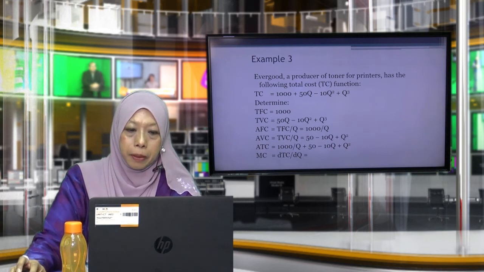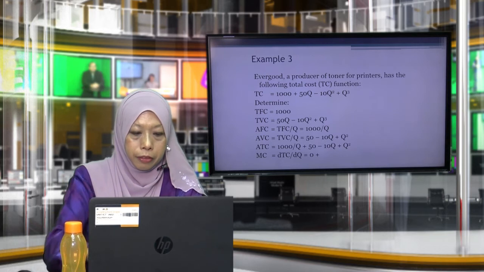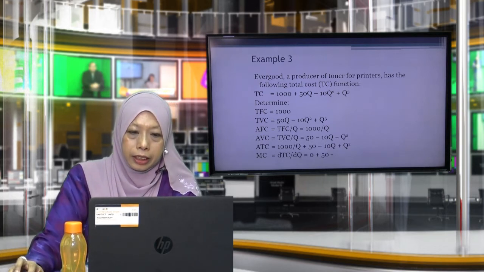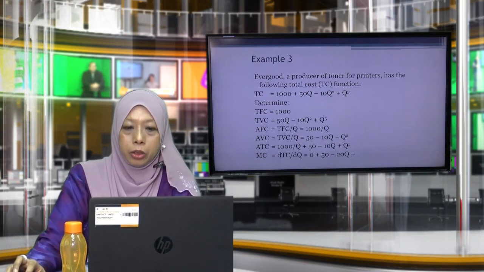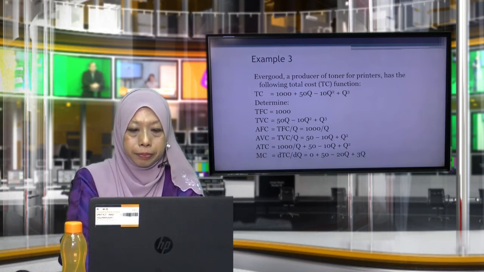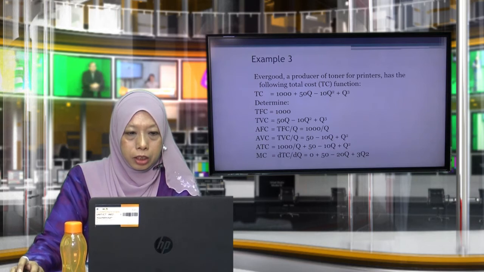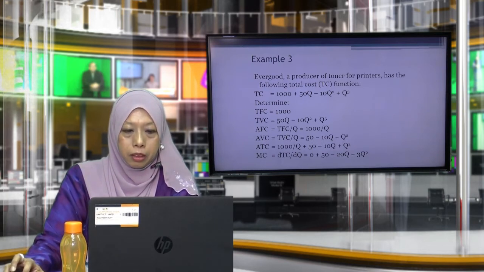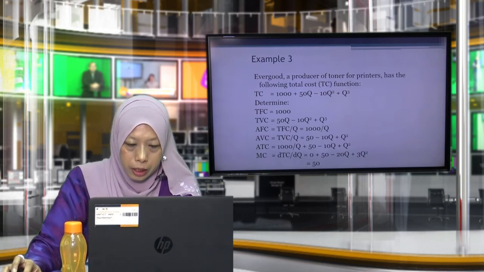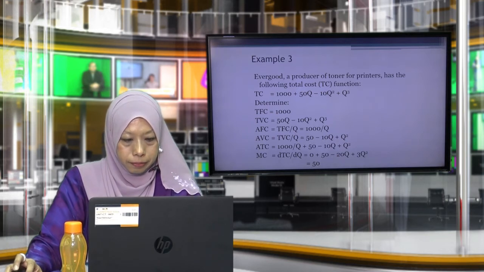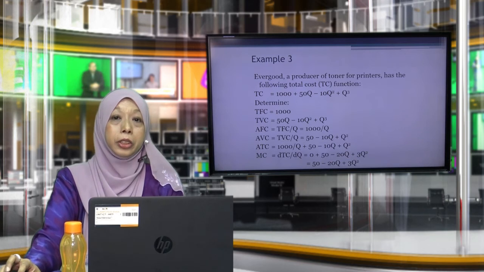Now, if you differentiate a constant, remember you're going to get 0. If you differentiate 50Q, that will give you 50. Differentiating 10Q squared will give you 20Q. And differentiating Q to the power of 3 will give you 3Q squared. So your marginal cost function is going to be 50 minus 20Q plus 3Q squared. Okay, so that's how you derive the different cost functions.